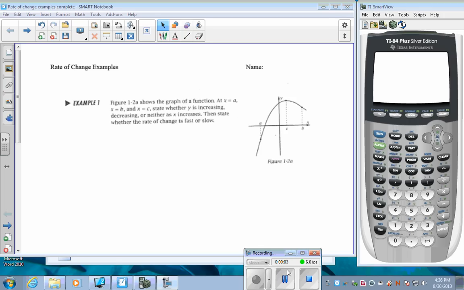Today we're talking about rates of change. So here are 4 examples that we're going to go through involving rates of change.